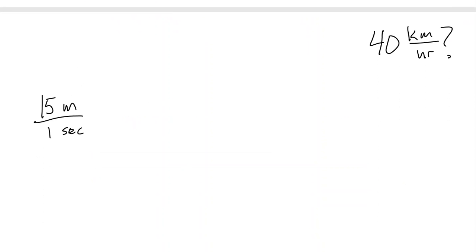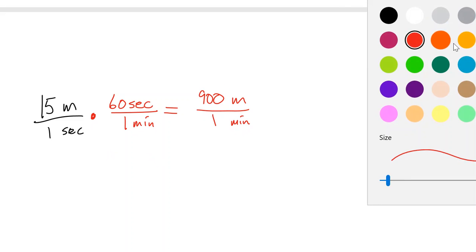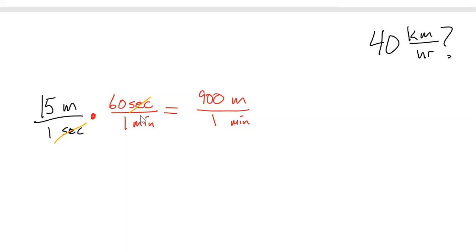Now, I'll take a brief minute to work with this. Which was faster, 40 kilometers per hour or 15 meters per second? Now, I'm going to approach this like a science teacher would. If you're trying to convert units, then you are going to say that 60 seconds equal 1 minute. So you're going to have 15 times 60, which is 900 meters in 1 minute. Because technically speaking, the seconds cancel out.